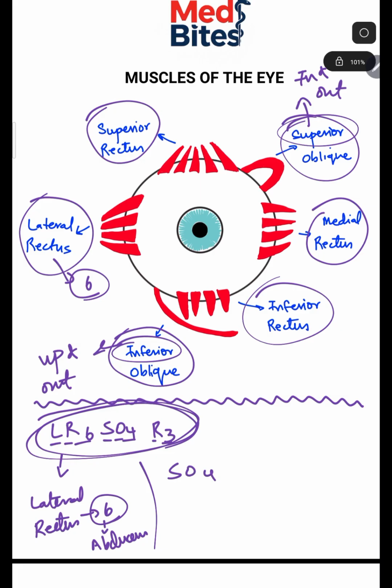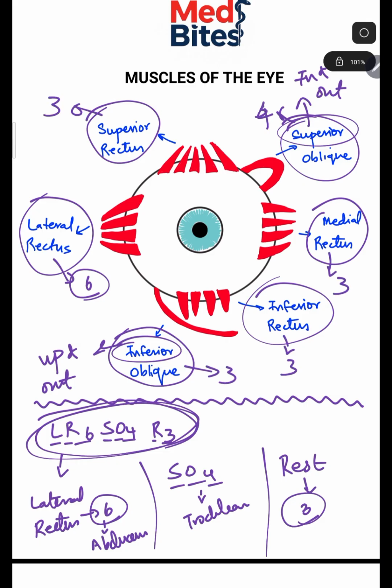SO4 is not sulfate, it's superior oblique, cranial nerve 4, so that's going to be the trochlear nerve. And R3 means that the rest are controlled by 3. So everything else is controlled by the cranial nerve 3. So how does this present?